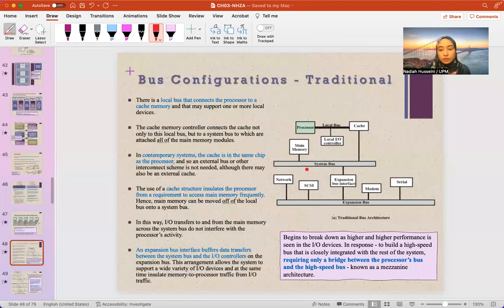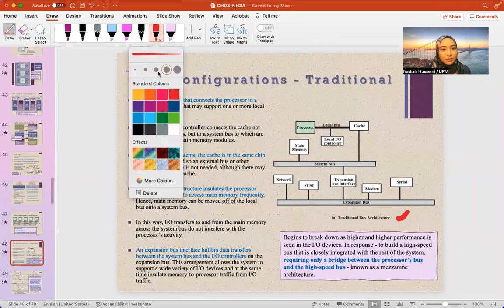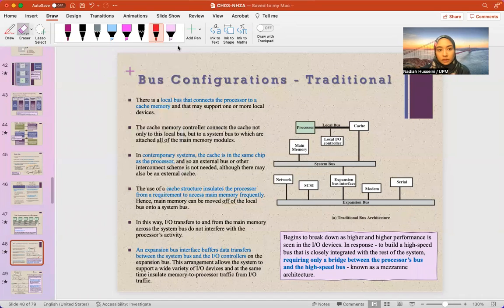Okay, so we have 2 bus configurations. The first one is the traditional bus architecture. Okay, so here we see that there is a local bus over here. This one is the local bus that connects the processor to a cache memory. So you see that there is a local bus connecting the processor to the cache memory and may support one or more local devices. Okay, let's see what that means.